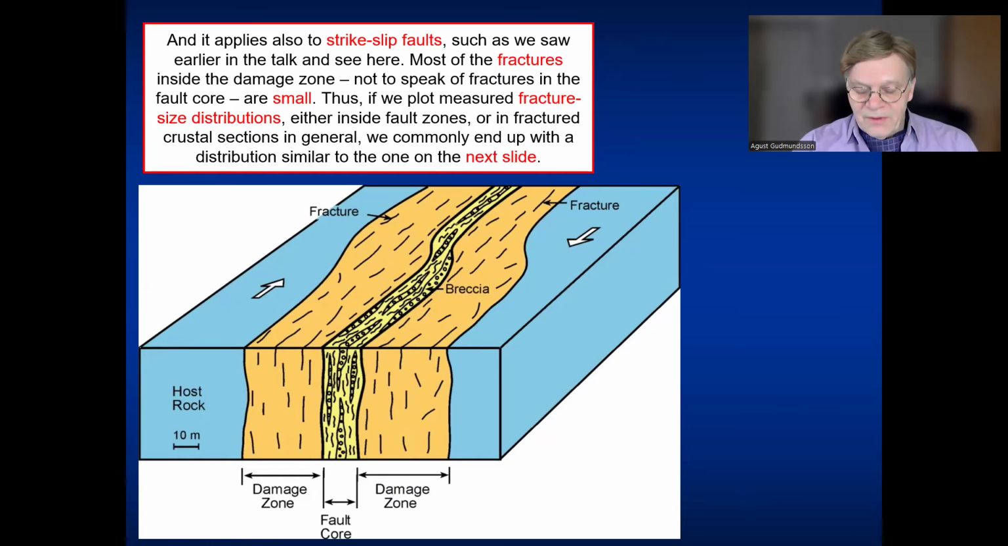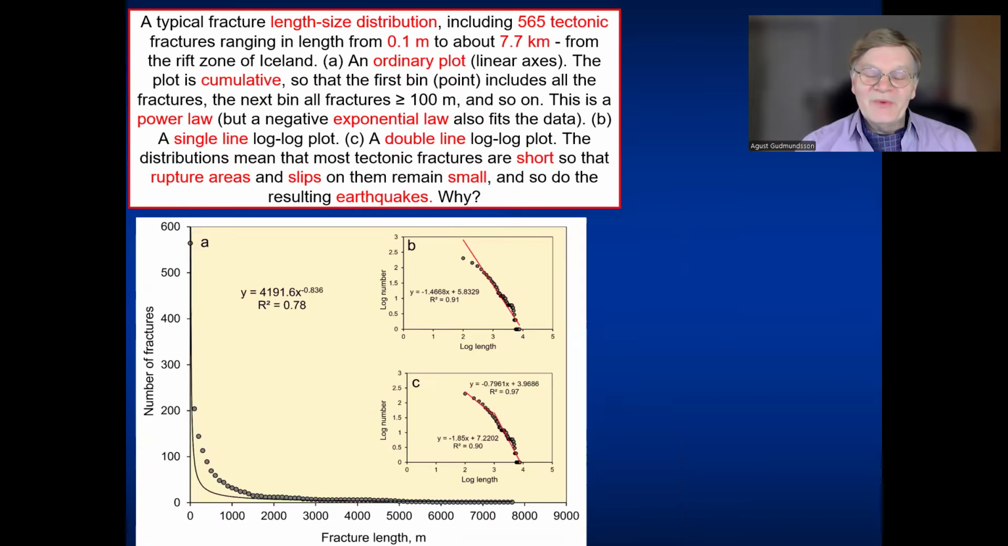And therefore, we normally end up with this distribution I show you here on the next slide. Now, this one is not from the Bristol Channel or from sedimentary rocks. This is from Iceland again, which I've showed you before. What we are looking at here is simply a plot of the size distribution of tectonic fractures in the rift zone of Iceland. And we have here 565 tectonic fractures that range from 0.1 meter to 7.7 kilometers.